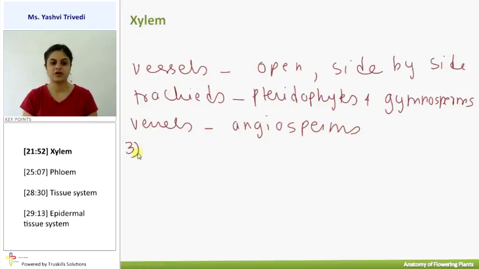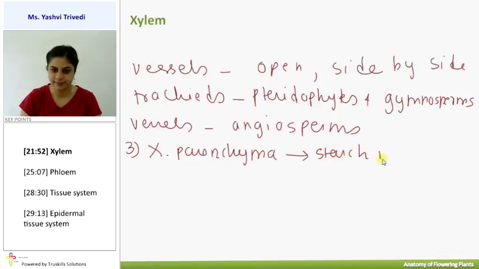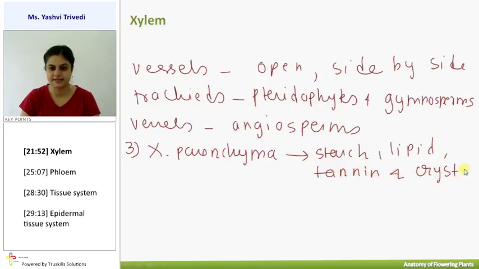The third type of component is xylem parenchyma. Xylem parenchyma is mainly, as it is a parenchyma cell, it is a live cell, it is mainly there for the storage purpose over here, and they are storing the substances like starch, lipid, tannin and other crystalline substances.